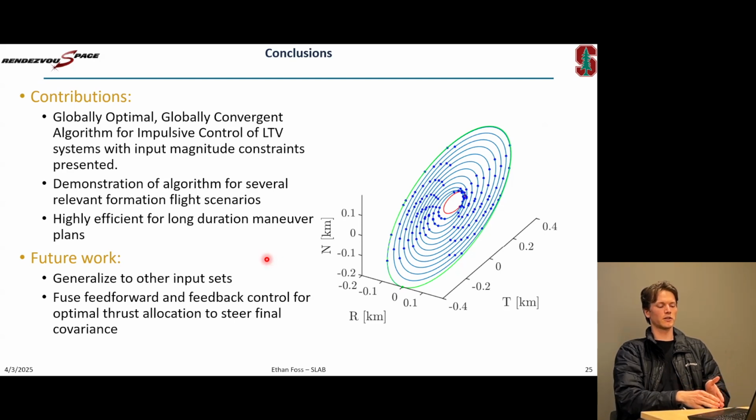I think it would be interesting to see if these two algorithms can be fused together in a framework in which you are guaranteeing some final covariance at the terminal state. In that way, you're fusing both the feed forward and feedback control and drastically simplifying the algorithmic approach that you are taking to controlling your spacecraft. So I think that could be a very exciting additional contribution as well.